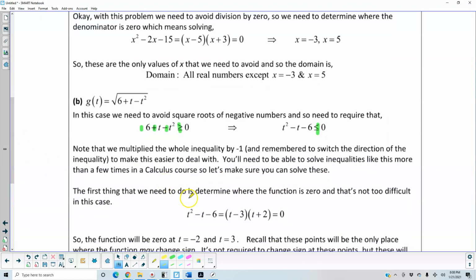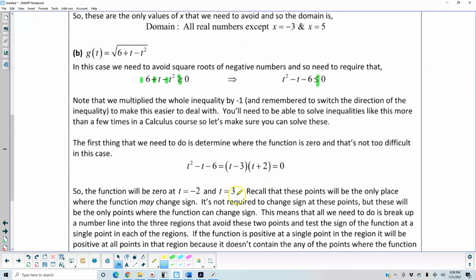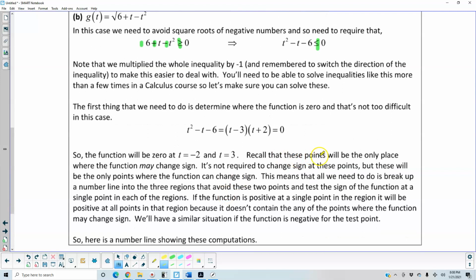The first thing we need to do is determine where the function is 0, and that's not too difficult in this case. We have t squared minus t minus 6. We're going to factor that to be t minus 3 times t plus 2, which is equal to 0. Now solving for t, the function will be 0 at t is equal to negative 2 and t is equal to 3. Now these points will be the only place where the function may change sign.